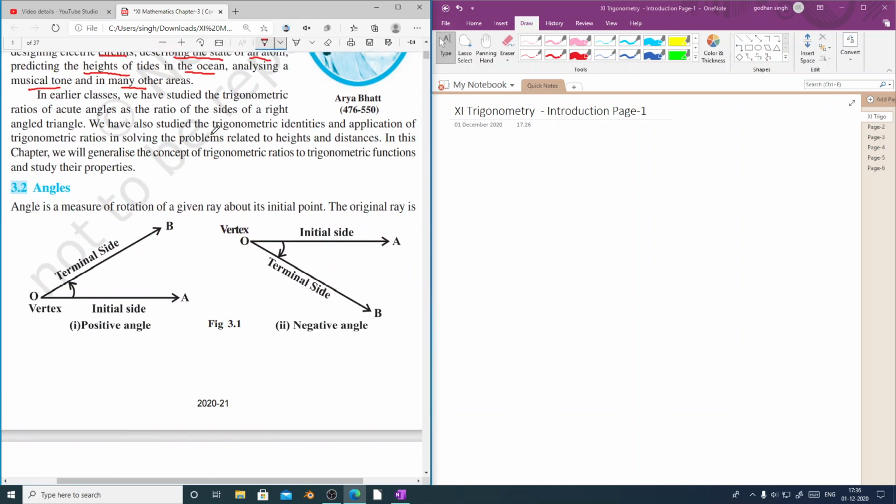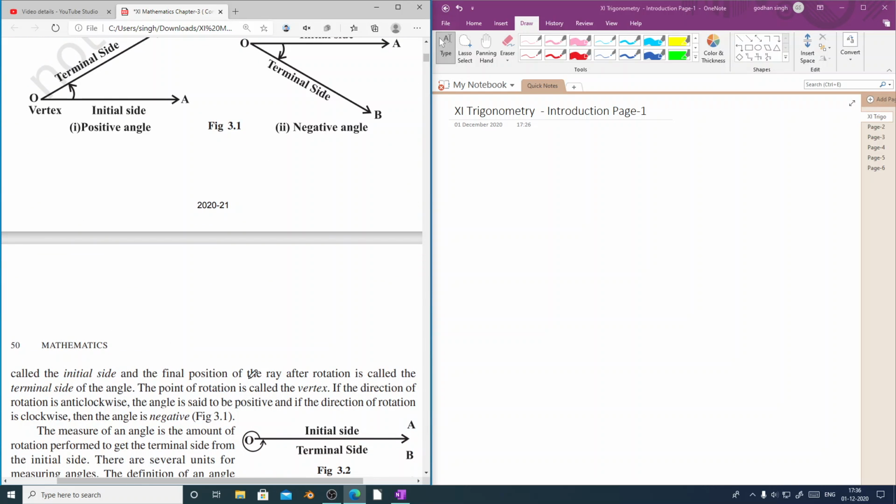Now we learn about angles. Angle is a measure of rotation of a given ray about its initial point. The original ray is called the initial side, and the final position of the ray after rotation is called the terminal side of the angle. The point of rotation is called the vertex. If the direction of rotation is anti-clockwise, the angle is said to be positive, and if the direction of rotation is clockwise, then the angle is negative.